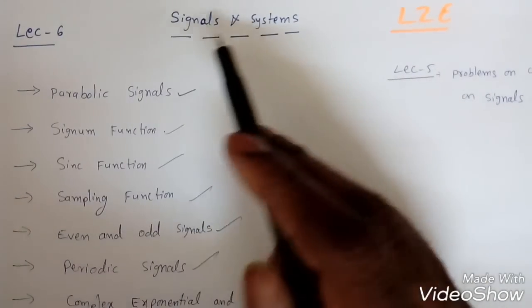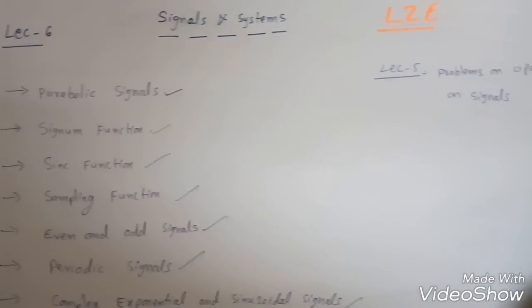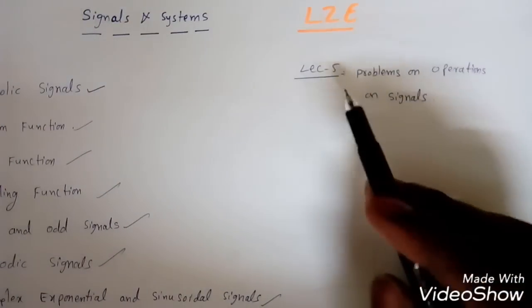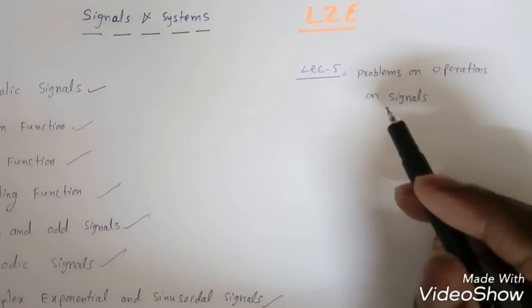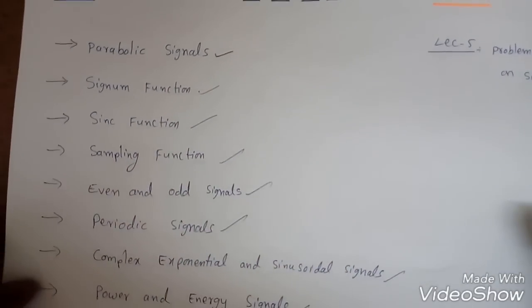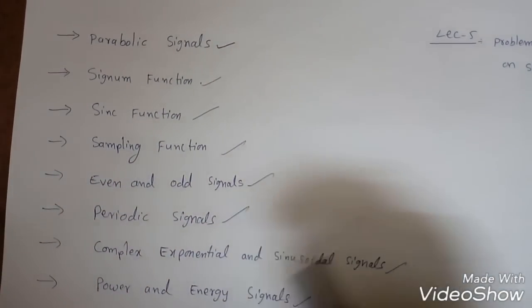This is lecture 6 in signals and systems. In the previous lecture 5, we solved some problems on operations on different signals. In this lecture we continue with the different types of continuous signals.